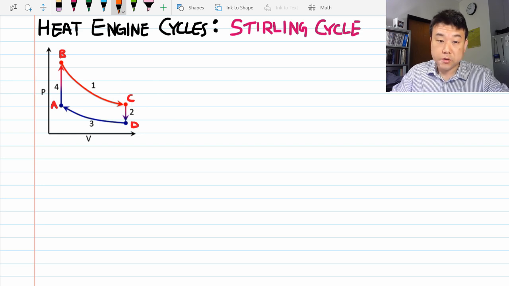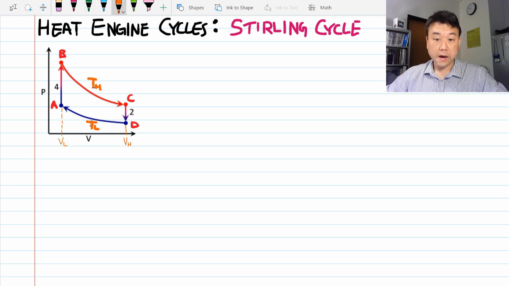So we need a temperature for this upper isotherm. I could call this TH. That matches what we've been using. And we need a temperature for this lower isotherm, and I can call that TL for lower temperature. Alright, I think I only need two more parameters, the high volume and the low volume. Alright, I guess that's everything.